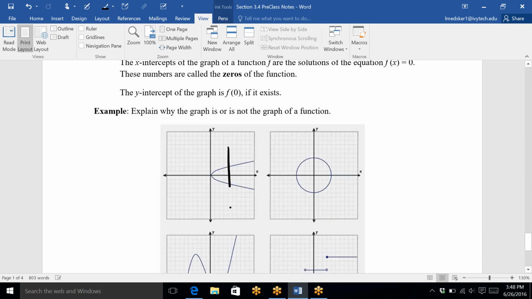So for example, this first one is not a function because it touches that vertical line that I picked right there twice. And it doesn't matter. If it fails one vertical line, it fails the whole test. This one also fails the whole test because any vertical line I pick between here and here is going to cut that circle twice.